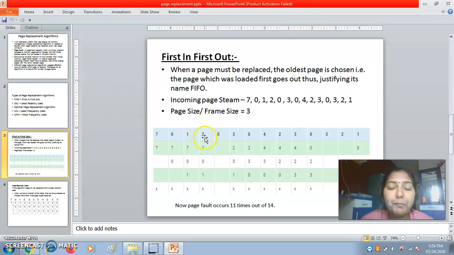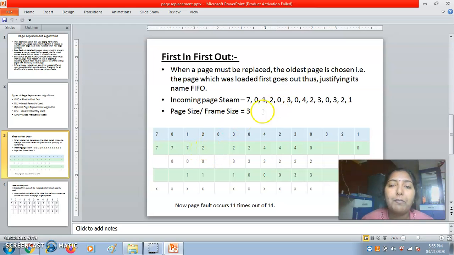From this point we have to apply the concept of the first in first out page replacement algorithm. So if we go to the next page reference, that is 2, it is not there in any of these 3 frames. So we have to select one frame for replacement. As per the FIFO concept, the oldest page has to be replaced. So within 7, 0, 1, the oldest page is 7. So it is replaced with our new page, that is 2.